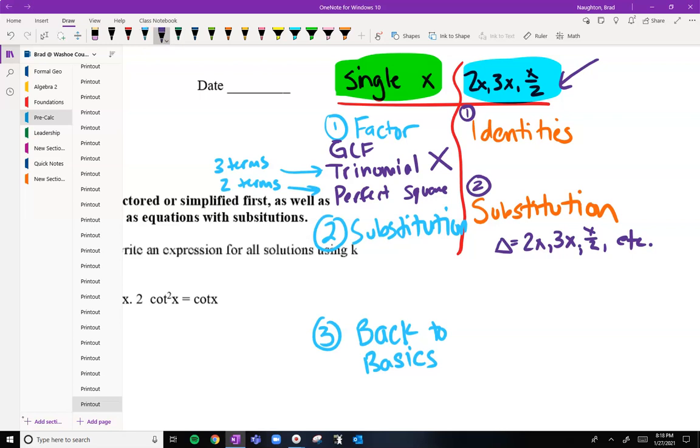Now, substitution. The reason I bring in substitution is we already talked about the delta substitution in the previous videos. G did a great job on those. Watch that again if you have issues. It also could sometimes give you some direction on where to go.